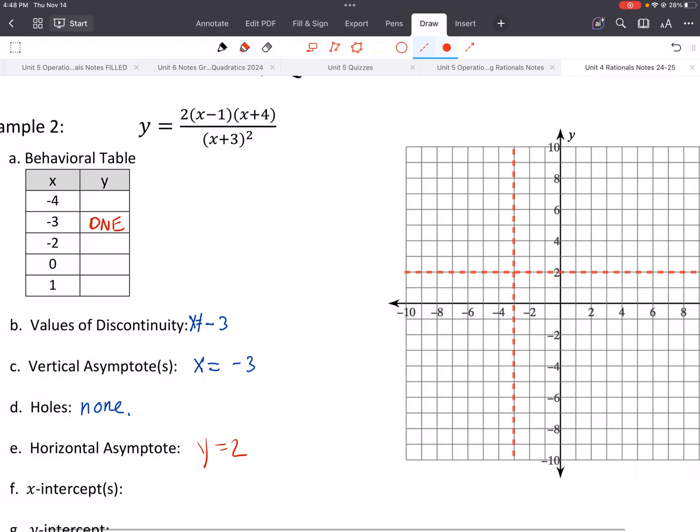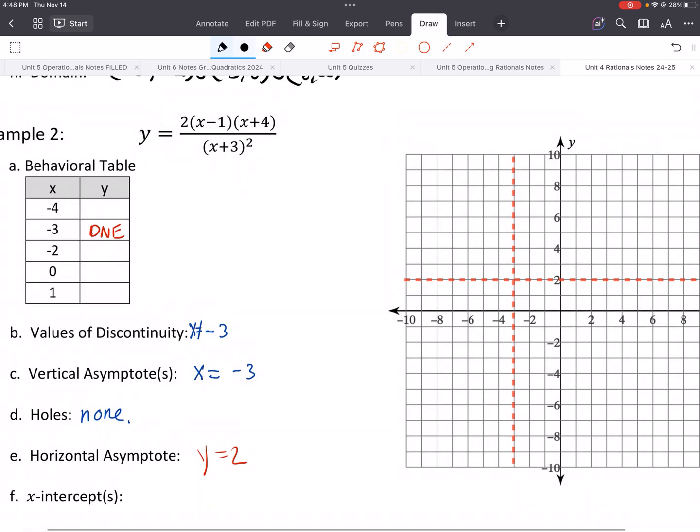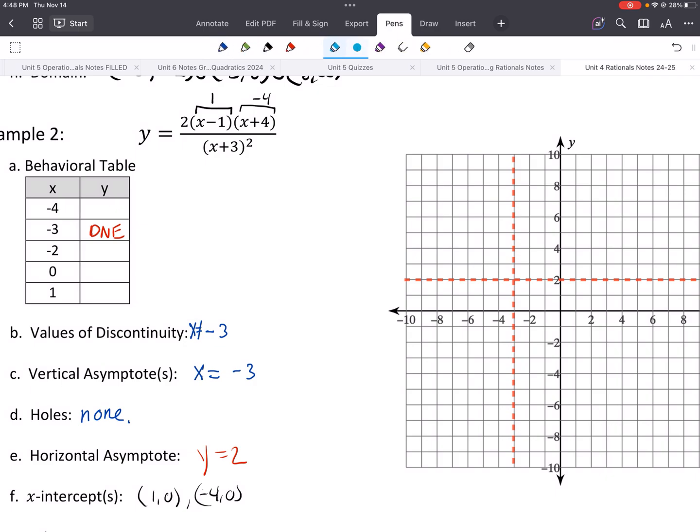Perfect. Okay. X-intercepts. Again, what makes the top 0? So here, if we look at this, x has to be +1 or x has to be -4. So 1, 0 and -4, 0. We will plot those points. So 1, 0 and -4, 0. Okay.